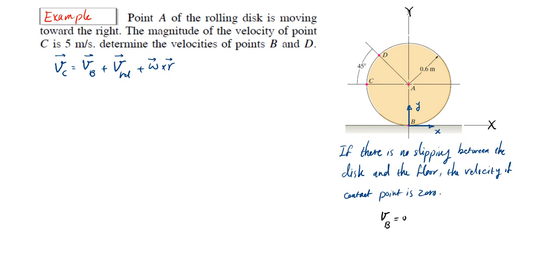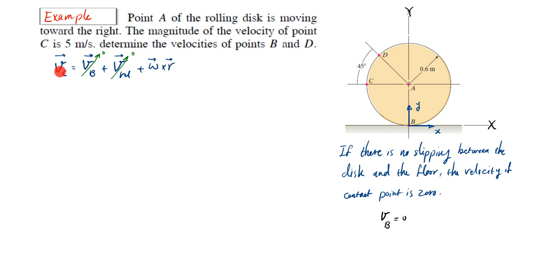Okay. Well, VB, I just told you that we talked about it, that is 0, so this is gone. V relative, the relative velocity between C and B. Well, I attach the frame to a disk, so the frame is moving with the disk, which means that if I freeze this local frame, C doesn't move. In other words, B and C are moving together, so this term is also 0. There you go. The only thing left is just VC and omega cross R.